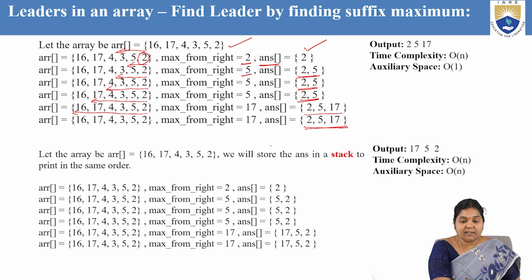Now, if you consider this particular logic, what is the time complexity? Using this logic, we are taking only a single loop and traversing from right to left. So the time complexity for traversing a loop with n elements is order of n. And the space complexity is constant space, that is order of 1. Okay, so the same thing is explained with another example.